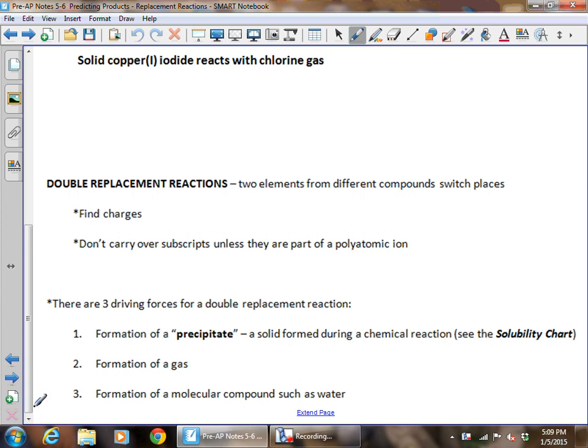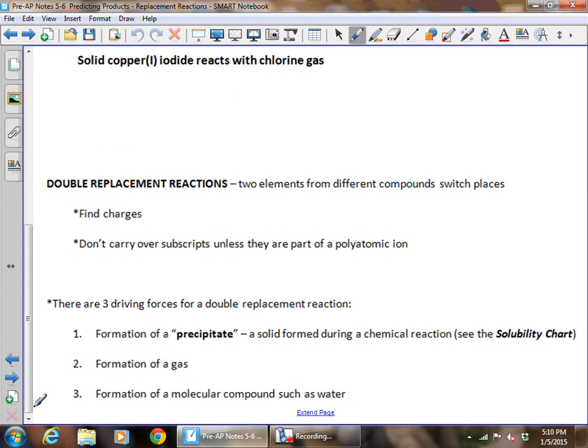Double replacement reactions, remember, when we have two compounds and an element in each of those compounds, they simply trade places. Now, just because you put two compounds together does not mean that they're going to react. So what's the driving force? What are the causes for an actual reaction occurring?